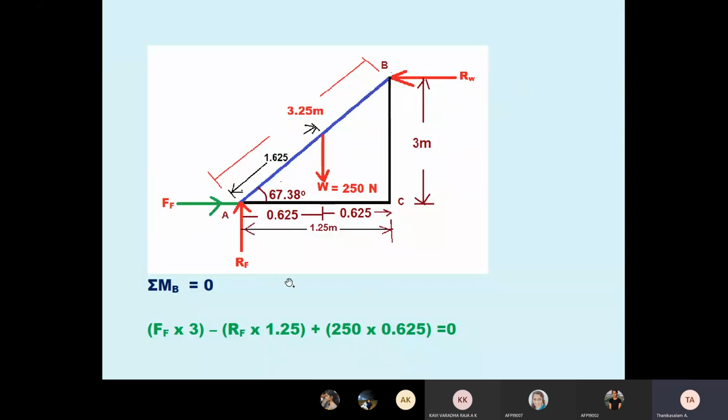Students, remember, while taking moment, you have to identify which forces are giving moment, which forces are not giving moment. Here B is the reference point. So which forces are not giving moment? RW is definitely not giving moment because it is acting at B, no. Already told you, any force acting through the reference point does not give moment. Here RW is 0. So no need to consider RW. What are other forces? W. What is the distance? See here, our B point here. What is the moment? Force into perpendicular distance. W into 250, that is 250 into 0.625.